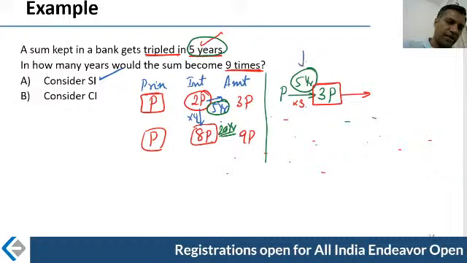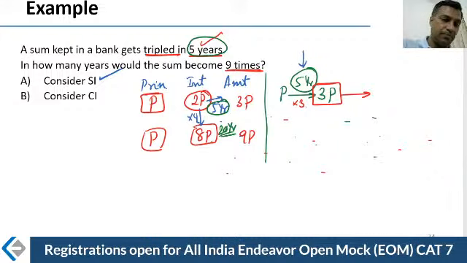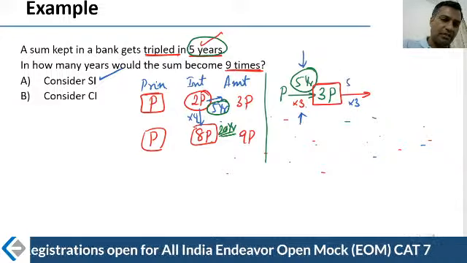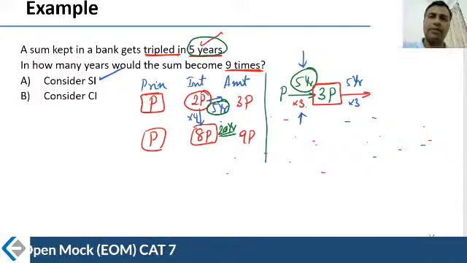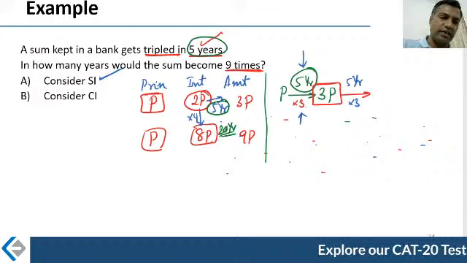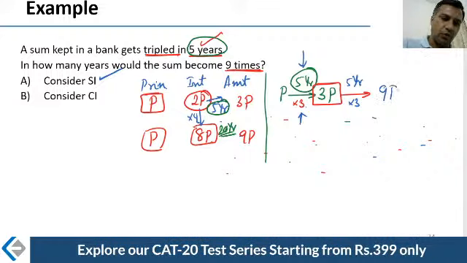Fine. I keep it for 5 years. Then what happens? It triples. Good. Now there is a 3p. What should happen? It should triple in another 5-year period, because there is another lock-in period of 5 years. What is 3 times 3p? 9p, because you locked it.